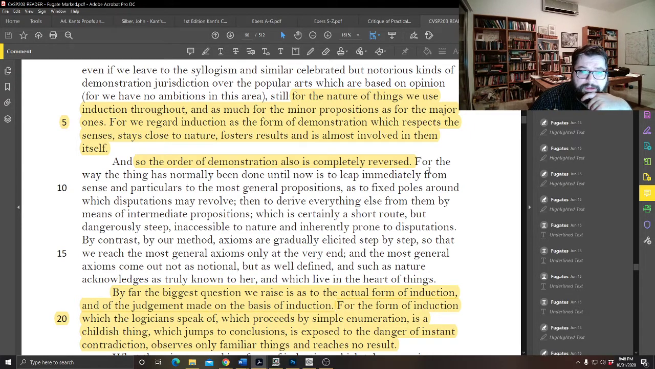For the way things have been done normally until now is to leap immediately from sense and particulars to the most general propositions, as to the fixed poles around which any argument may revolve, then to derive everything else from them by means of intermediate propositions. By our method, axioms are gradually elicited step by step. The general things, the axioms, are brought out, and we move from the particular to the slightly more general, step by step, degree by degree, towards the most general.